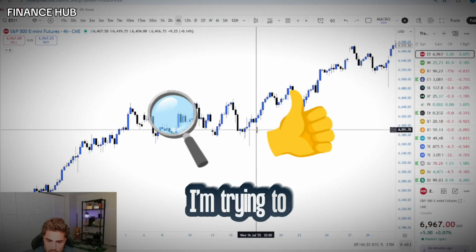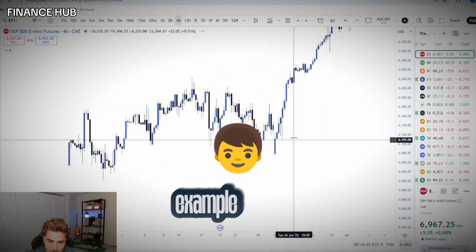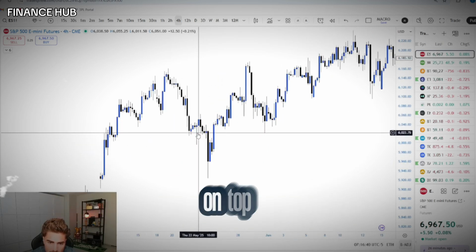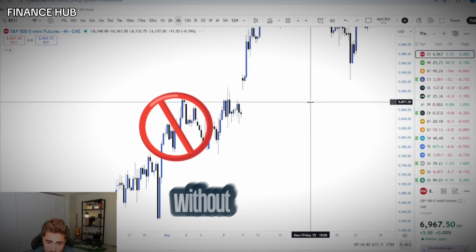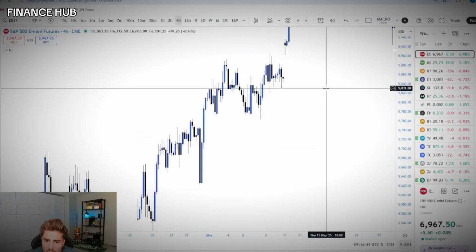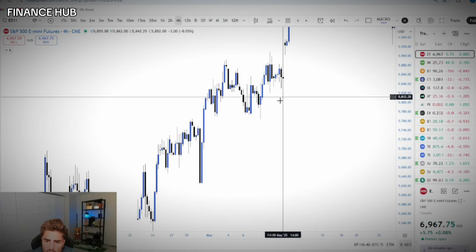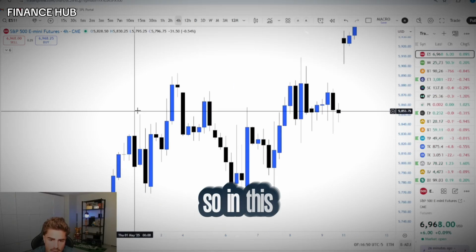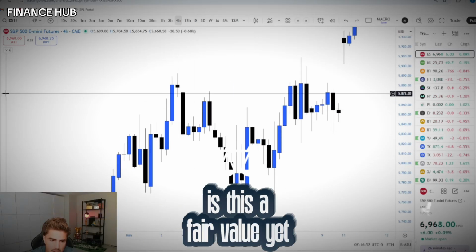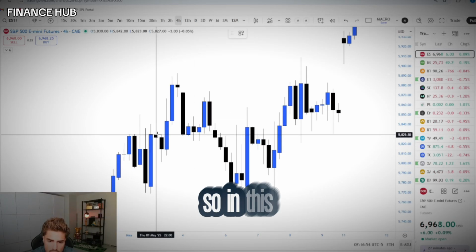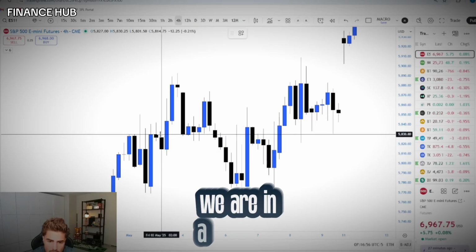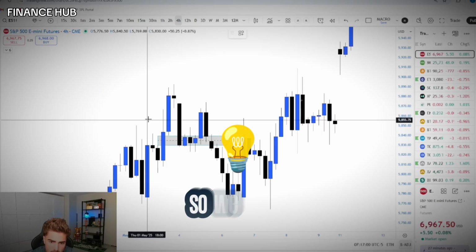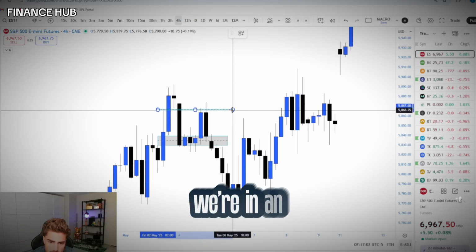Okay, I'm trying to find a good example for you guys where we have a couple fair value gaps stacked up on top of each other without getting a break of structure first. Okay, this is a good example right here. So in this case, is this a fair value gap? Barely. Okay, cool. So in this case, what are we in? We are in an uptrend, right? We are closing above most recent highs, so we know that we're making higher highs. Awesome, we're in an uptrend.